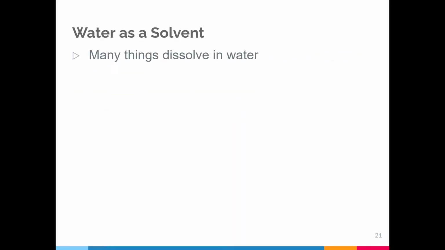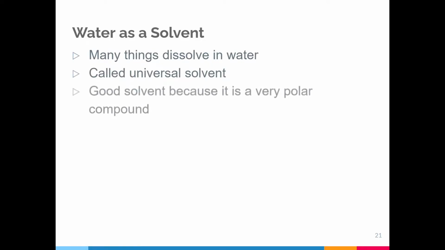All right, many things dissolve in water, that's why it's called the universal solvent. It's a good solvent because it's very polar. If you remember back when we were talking about covalent bonds, we talked about polar covalent bonds, when essentially one atom has a stronger pull on the electrons. So the atom with the stronger pull will have a partial negative charge because it's got more of those negative electrons closer to it. Then the atom with the weaker pull will have a slightly positive charge because it doesn't have as many electrons close to it.